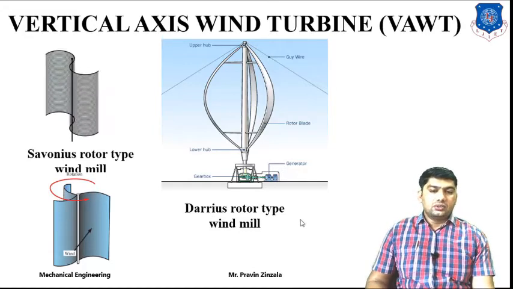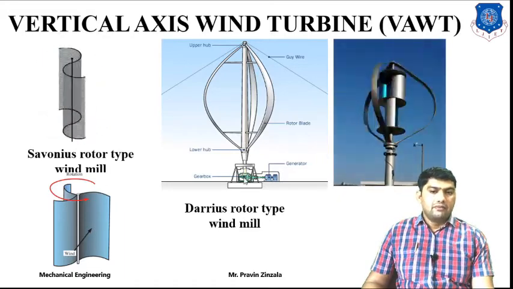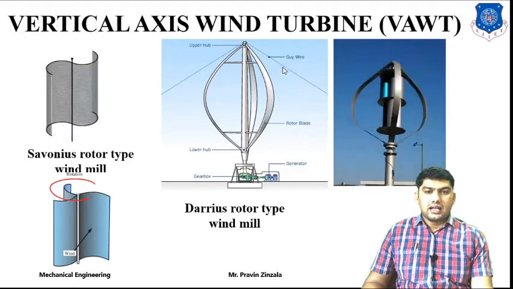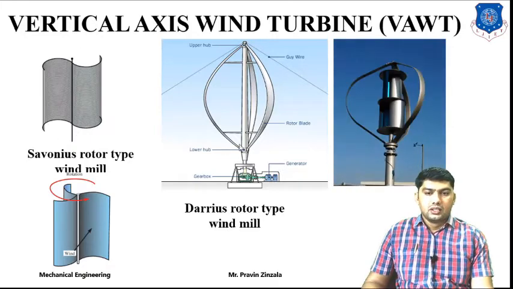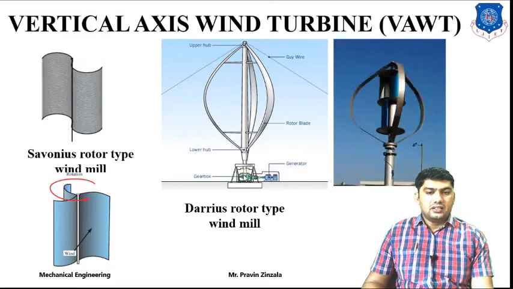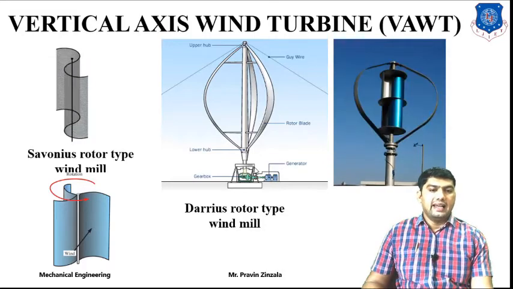Second is the Darrieus rotor type windmill. It is also a vertical axis type windmill, installed in a vertical position. This is the guy wire, used for supporting the hub. The shaft passes the energy to the gearbox, then to the generator, and the generator generates electricity.